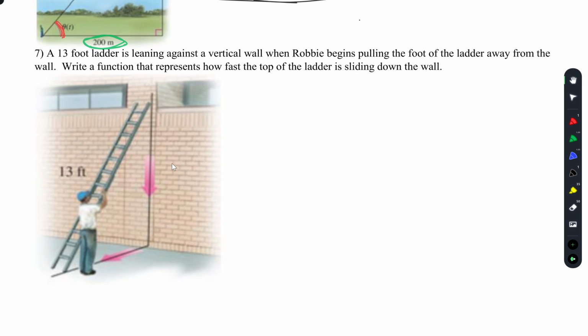Infamous ladder problem. A 13-foot ladder is leaning against the vertical wall when Robbie begins pulling the foot of the ladder away from the wall. Write a function that represents how fast the top of the ladder is sliding down the wall. Okay, so what do we have? We have a 13-foot ladder. Is that changing? No. Okay, we're doing the OG ladder. So that's not changing.